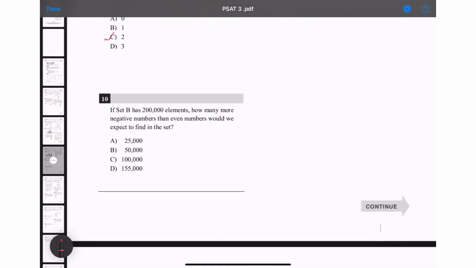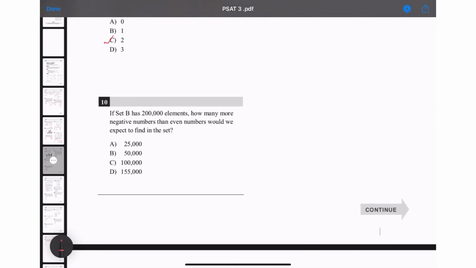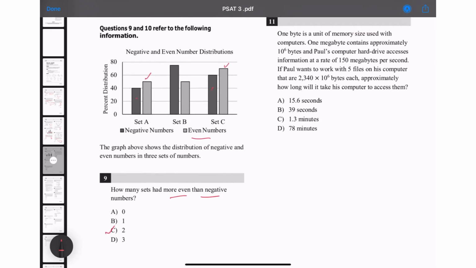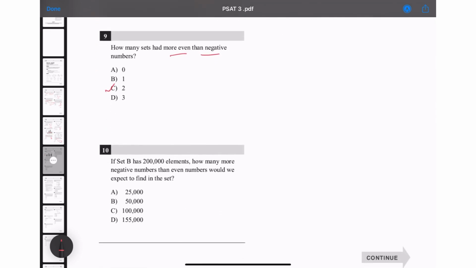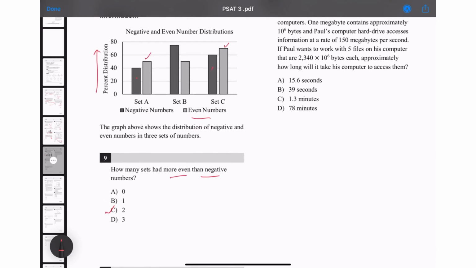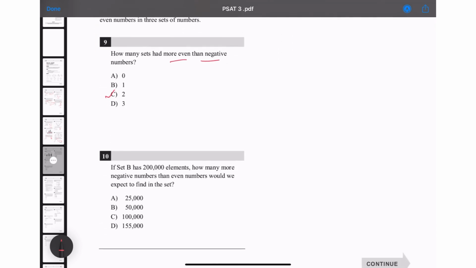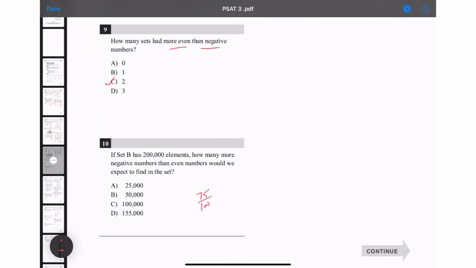Question number 10. If set B has 2,00,000 elements, how many more negative numbers than even numbers would you expect in the set? See, here if you observe, this is the percent distribution, so we talk about set B. Set B has 75% negative numbers, that is 75% of 2 lakh. So that will amount to 75 times 2000, which gives you 1,50,000.